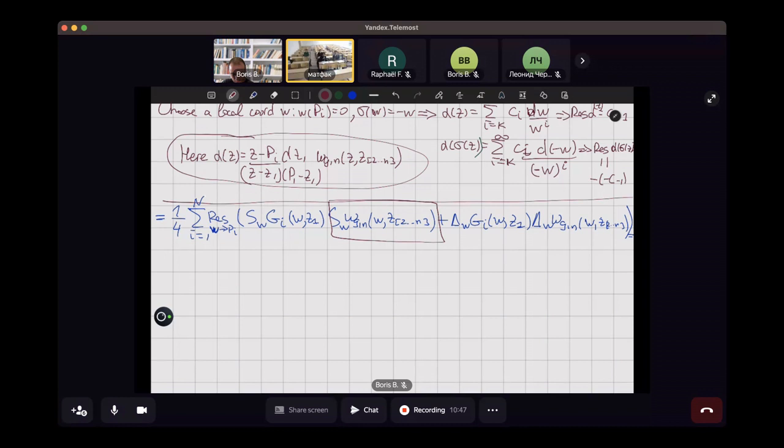Oh yes, so we have, well, okay. Sorry, G is this guy, and it is holomorphic. Sorry, I wasn't sure, yes, it's holomorphic. You're right, sorry. So it's G of Z, Z1. So they're both holomorphic.